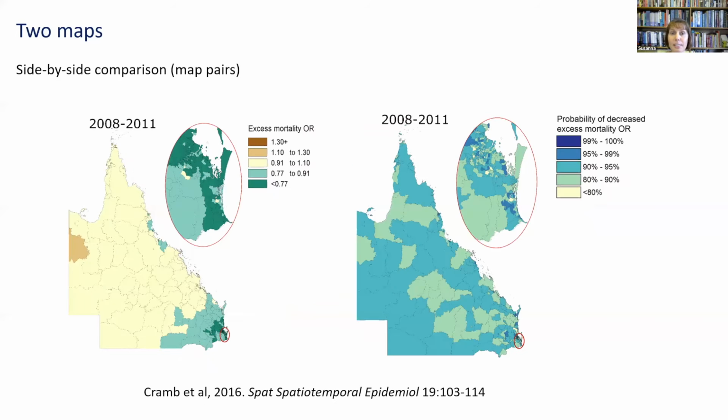A more complex display would be like this, where we have a range of values shown on both maps. So firstly, we have a bunch of different estimates with a diverging color scheme for odds ratios. And then on the other map, which is the uncertainty, it's a sequential color scheme.